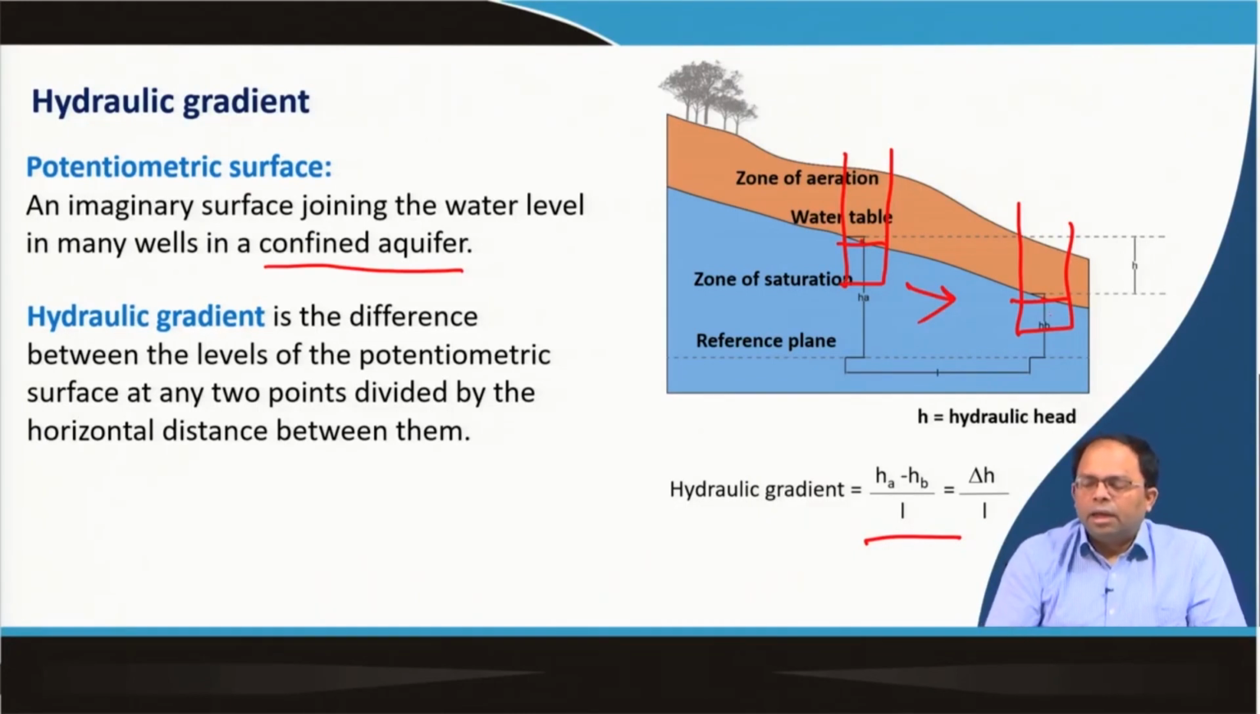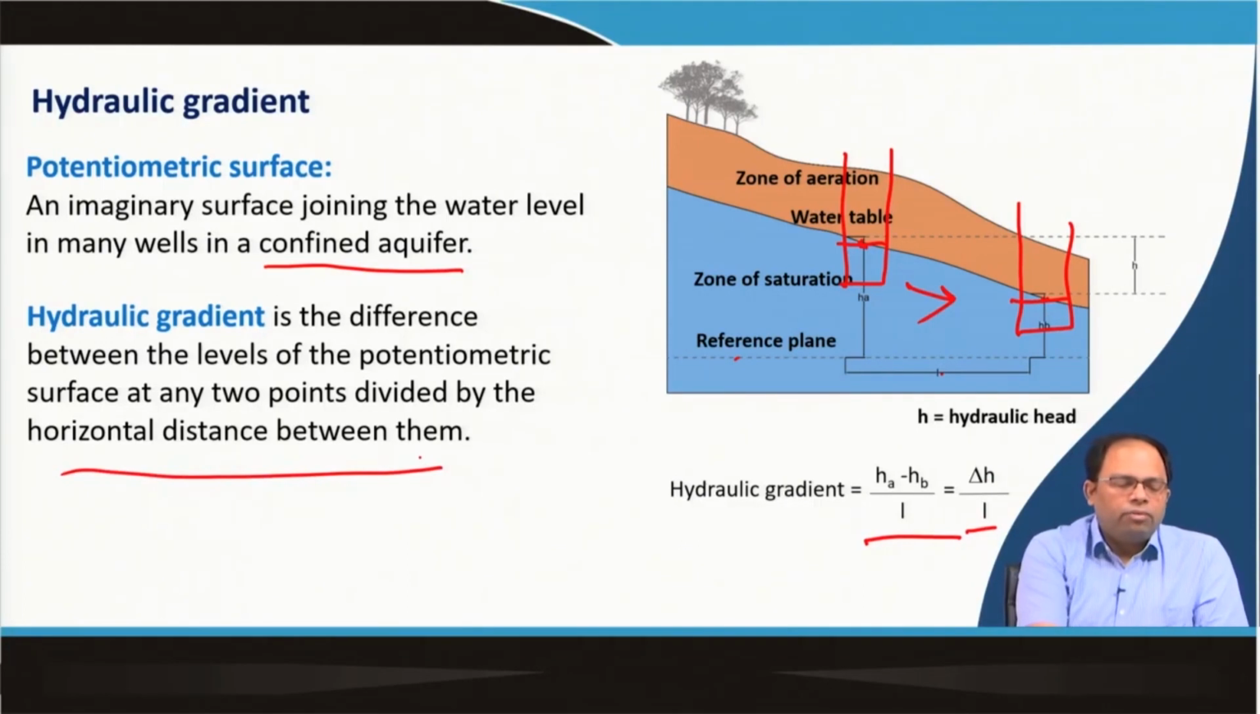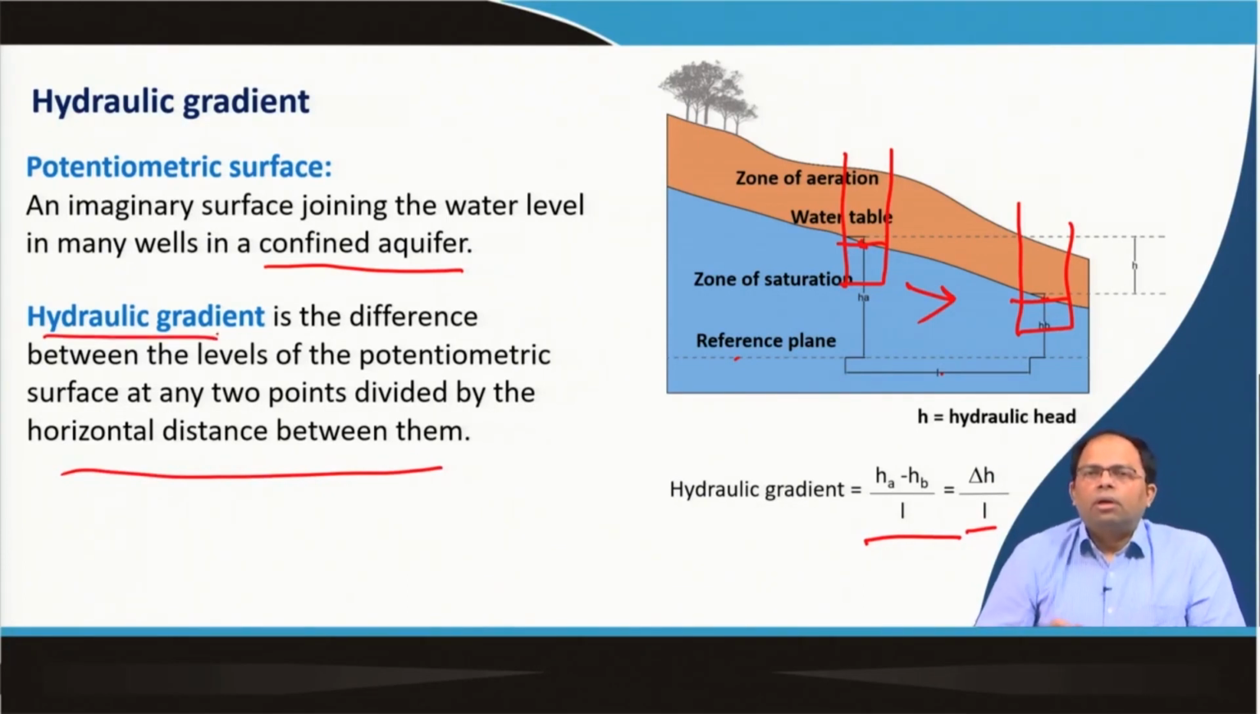and so on, right. So, over here you can see this is HA, the level at which water is available, this is HB, and this is the impervious stratum, this is the reference plane. Divided by this distance, which is L, we get delta H by L, which is the hydraulic gradient. So, this concept is very, very important when we determine the flow of groundwater inside a particular surface.